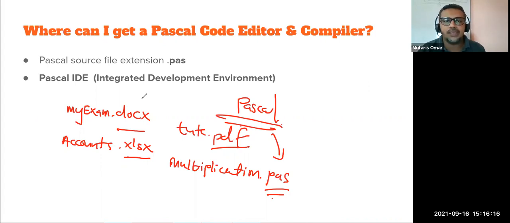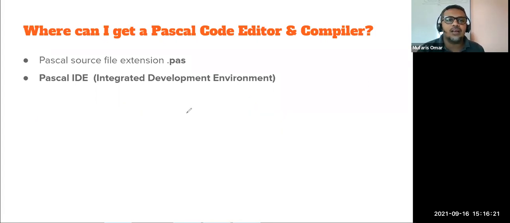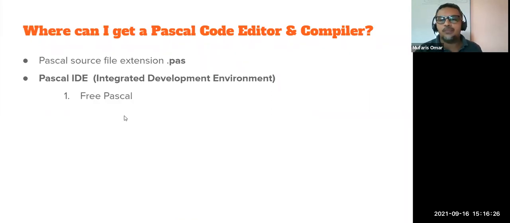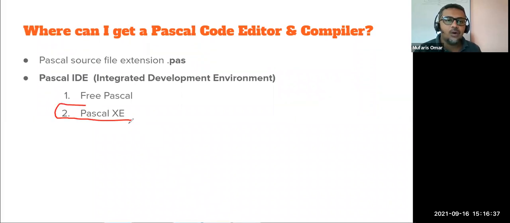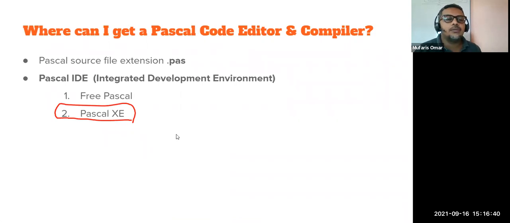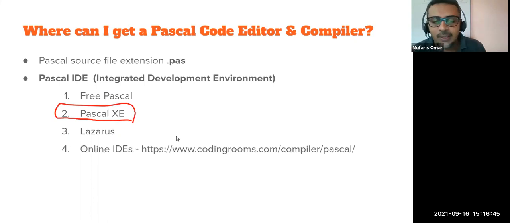So we need a Pascal IDE, Pascal integrated development environment, to write Pascal code. There are so many different environments. You may already know this. Free Pascal is one, or you can download and install Pascal XE, which I'm going to use here now. I will be using Pascal XE. I like this. Or you can use Lazarus. Lazarus is a little complicated, I don't recommend that, but it's good. But Pascal XE is okay. Or you can use online IDEs, online Pascal editors.